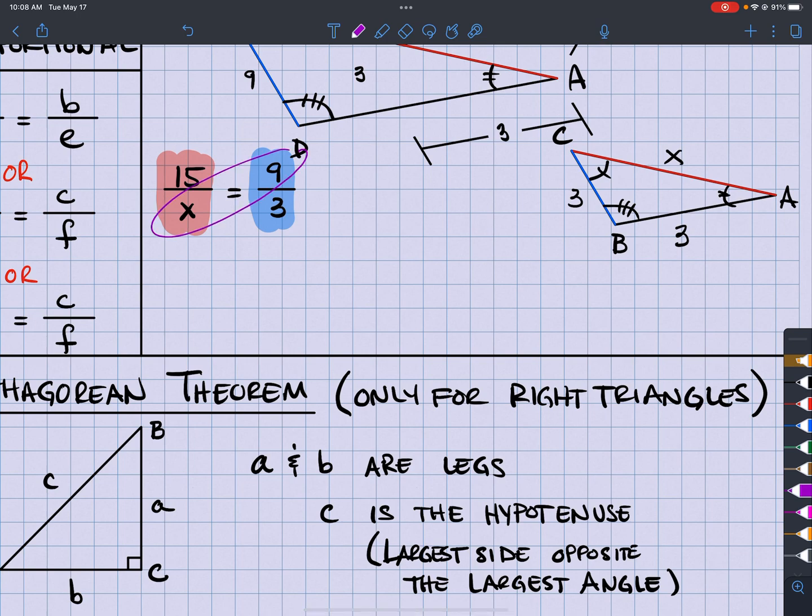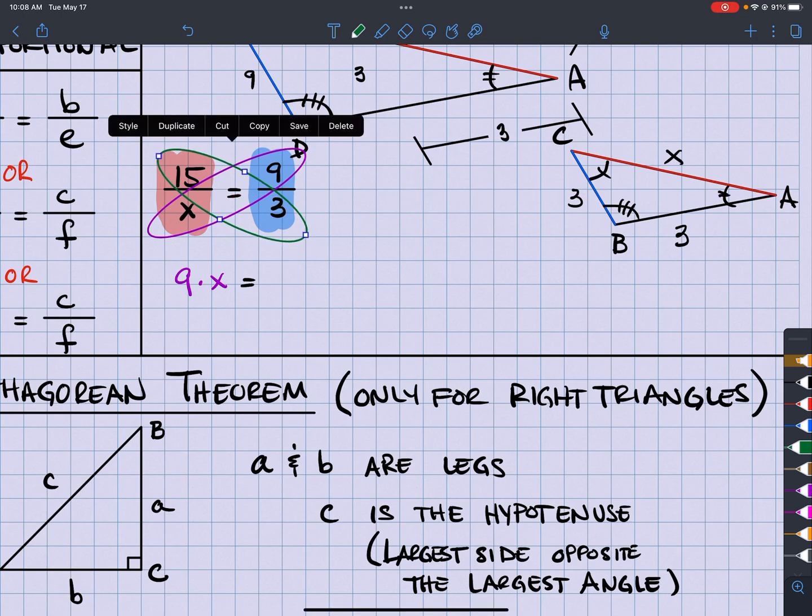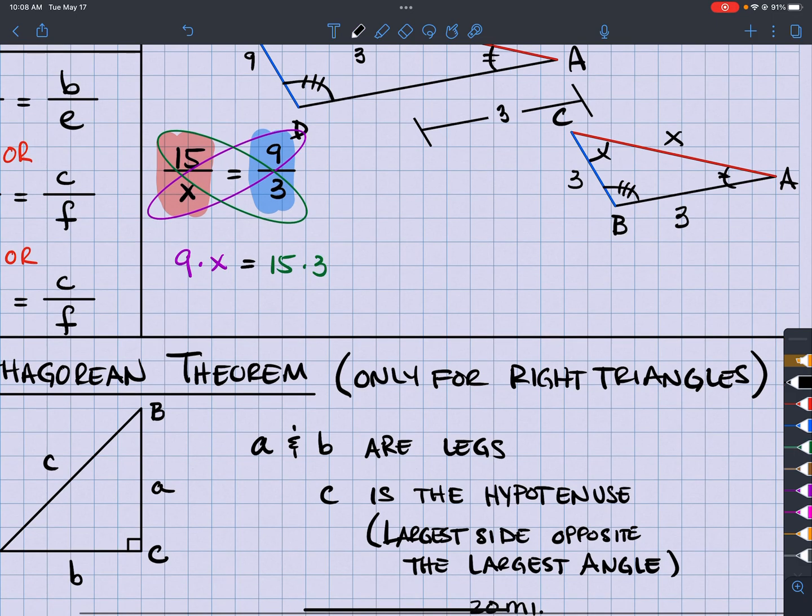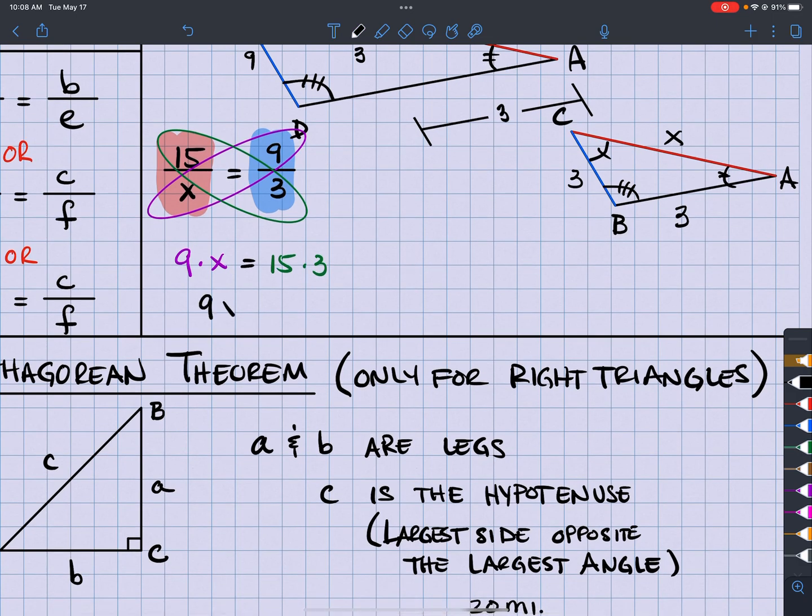Let's try this. Yeah, there we go. So 9 times x is equal to 15 times 3. So what do I have here? I got 9x equals 45. So x must equal 5.